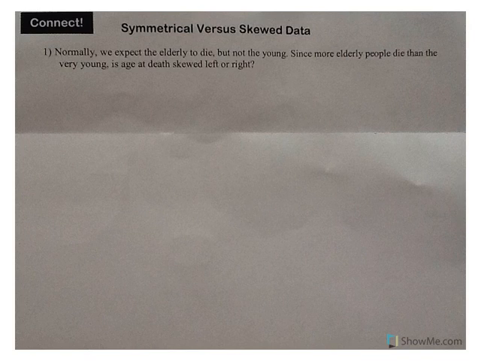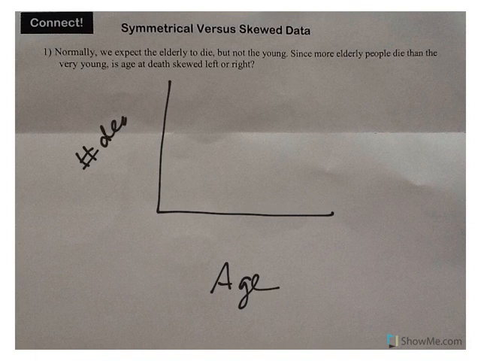Let's talk about some problems now. Normally, we expect the elderly to die, but not the young. Since more elderly people die than the very young, is age at death skewed left or right? So we're talking about age, and in this case, the number of deaths.